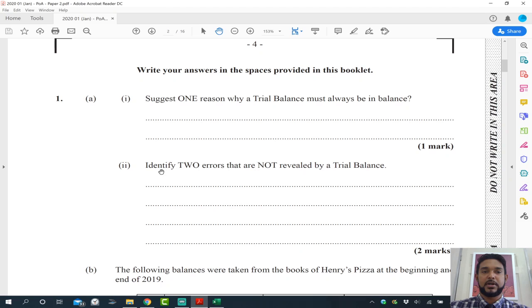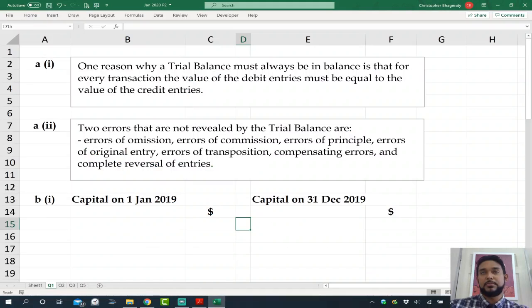All right. Part 2, identify 2 errors that are not revealed by a trial balance. So we have 2 sets of errors: errors that don't affect the agreement of the trial balance, for which they're asking for 2 here, and errors that do affect the agreement of the trial balance. So we won't worry with that set for now. But the errors that do not affect the agreement of the trial balance, or are not revealed by a trial balance, are errors that would cause it not to be out of balance.